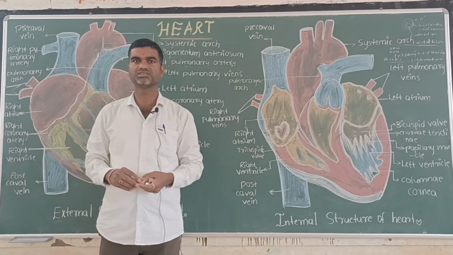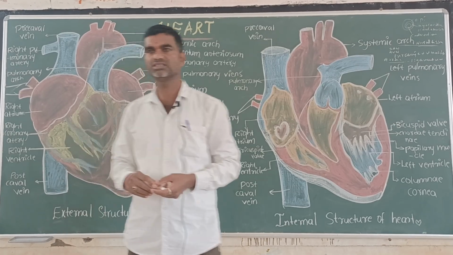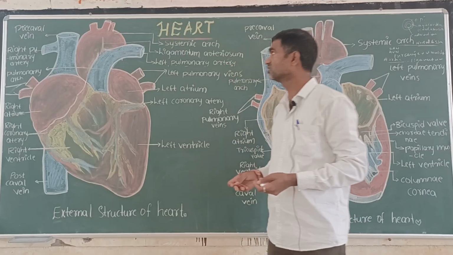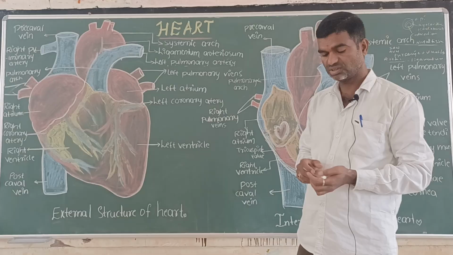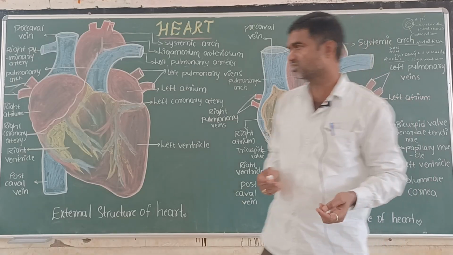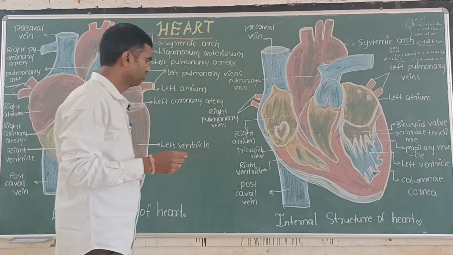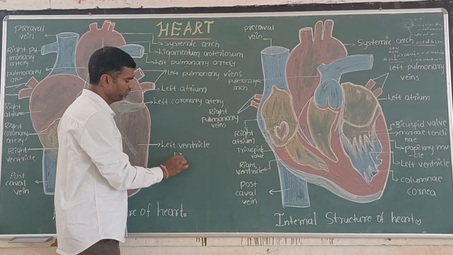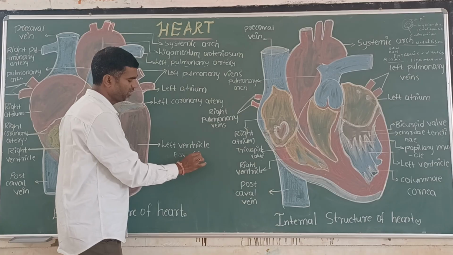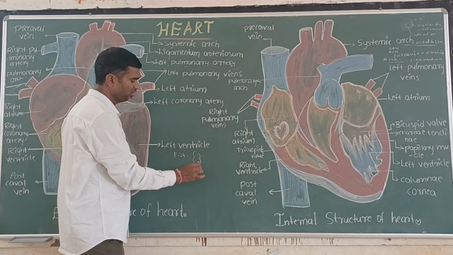Good morning, students. Today our new topic is the structure of the human heart. Before going to the human heart, let us discuss how the heart evolved, from fishes to mammals. If you see here, for example, fishes have one atrium and one ventricle.